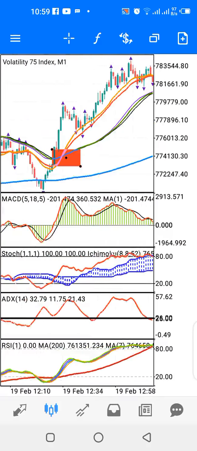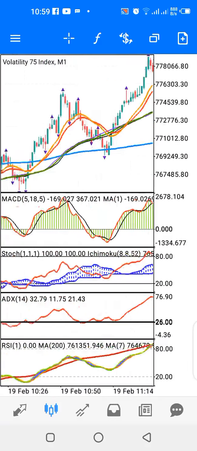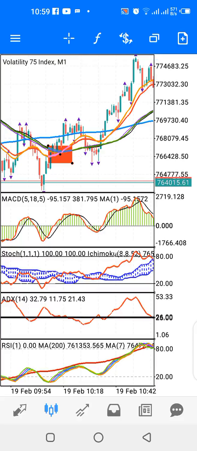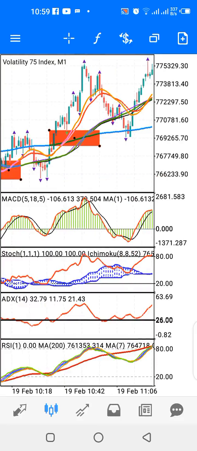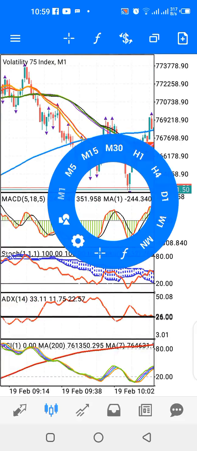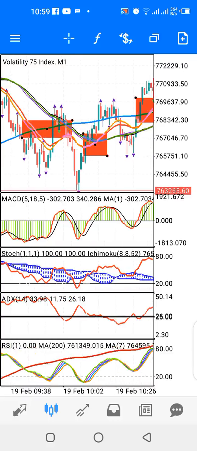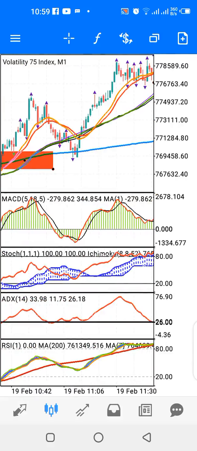Okay, let's look for bullish trend change. Now here you have a bullish trend change where all the lines cross above the blue line. Here you have a bearish trend change, but it did not last. Okay, and the bullish trend continues.